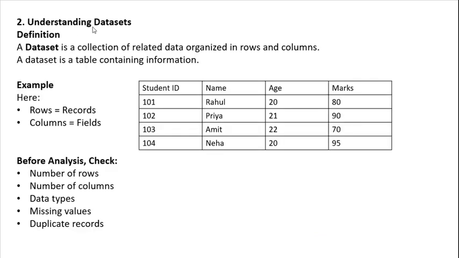Second is understanding a data set. What is a data set? A data set is a collection of related data organized in rows and columns. A data set is a table containing information. A row means a record and a column means a field. For example, a student table gives student IDs, names, age and marks.